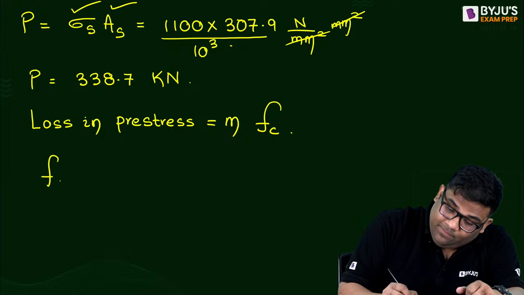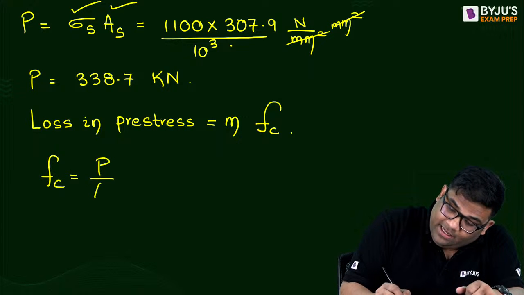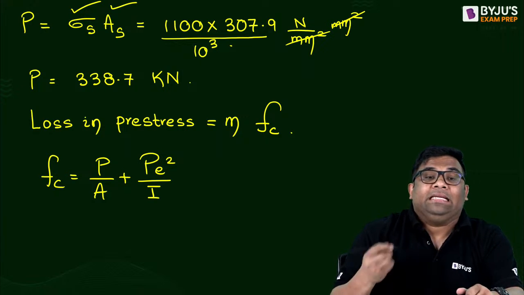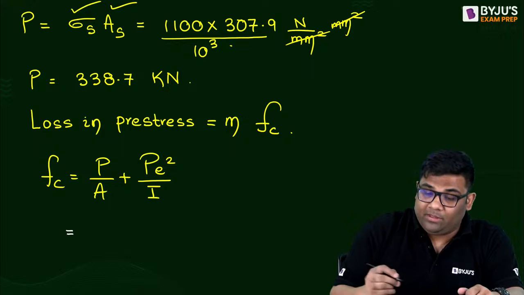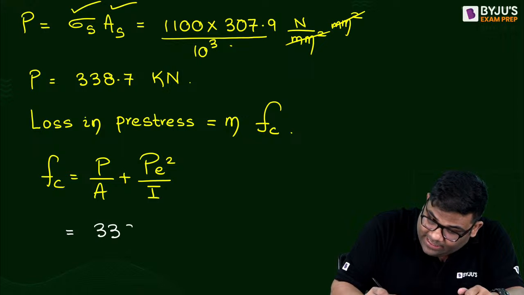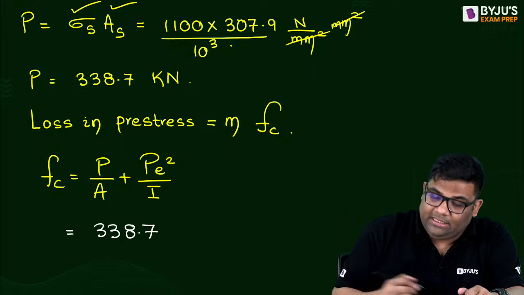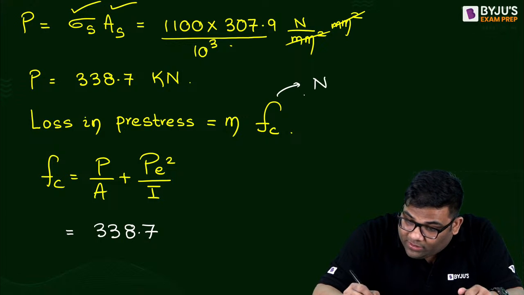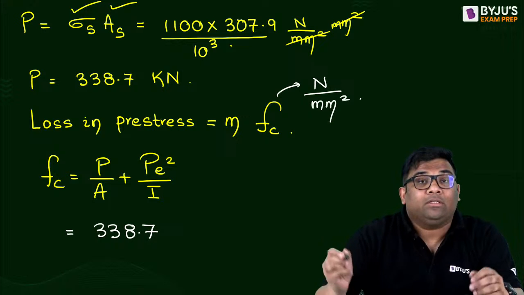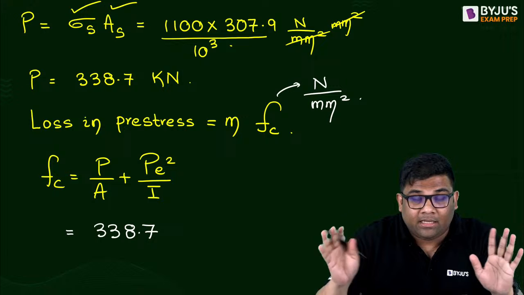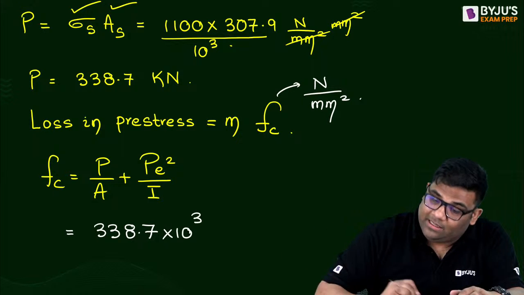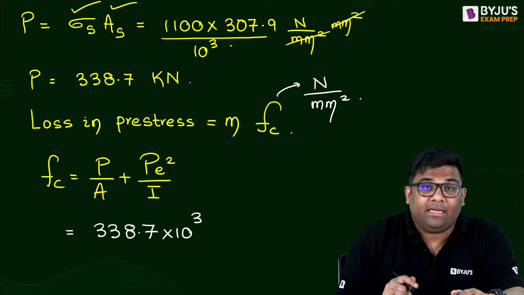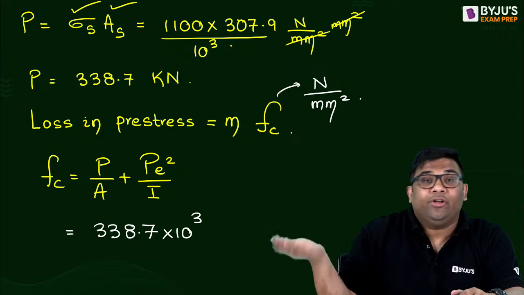The fc formula is very simple. fc is P by A plus Pe squared upon I, right? So let's see what happens. P is 338.7. See, this stress I have to find in Newton per mm square. So I'll take all the forces in Newton and the area in mm square. So we multiplied by 10 to the power 3, because we calculated in kilonewton and converted it into Newton, right?